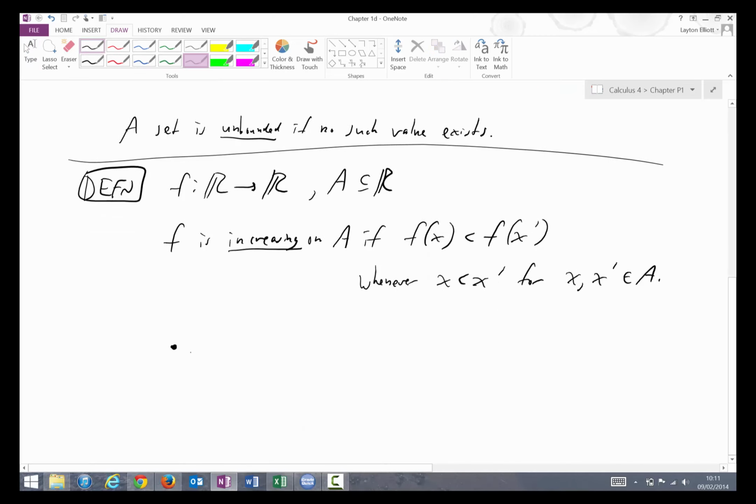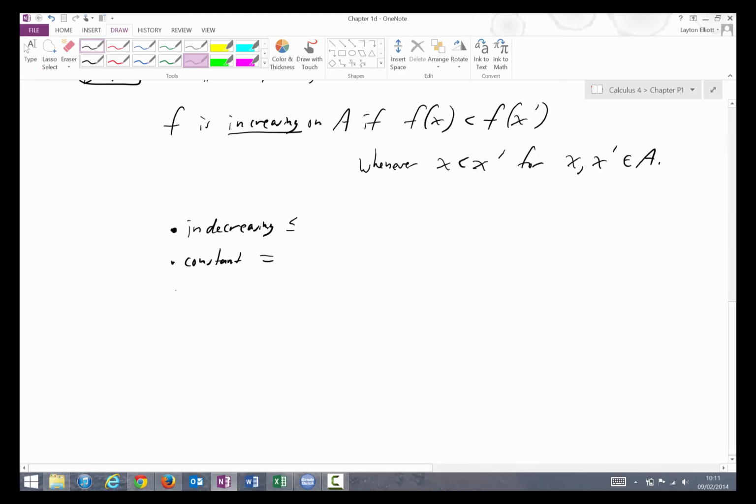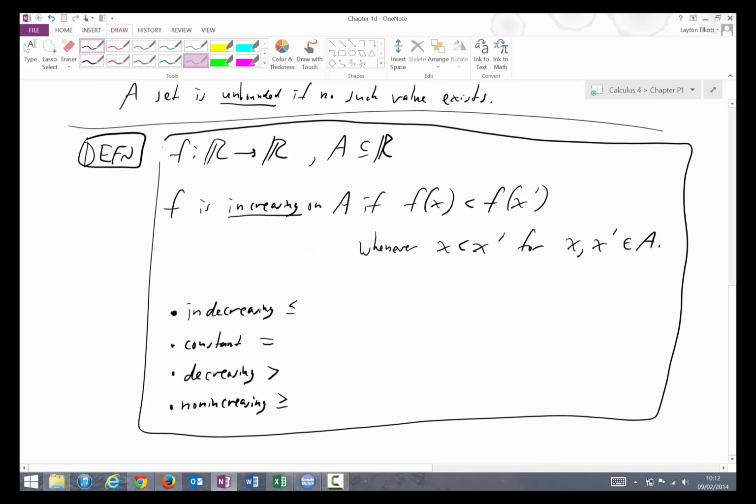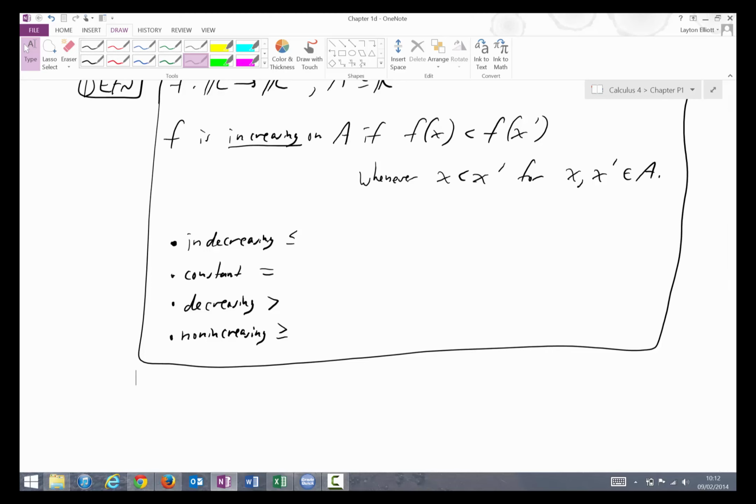We can have some other ones, and I'm just going to throw the words down. Non-decreasing is a word that's used. Non-decreasing means less than or equal to. You can have constant, where you would take the same definition and replace the less than with an equal sign. You could have decreasing, which would then replace that with the greater than, and you can have non-increasing, which would be a greater than or equal to. So those are all definitions that I would play, and I just wanted to do those in a quick way. It's not terribly complicated.